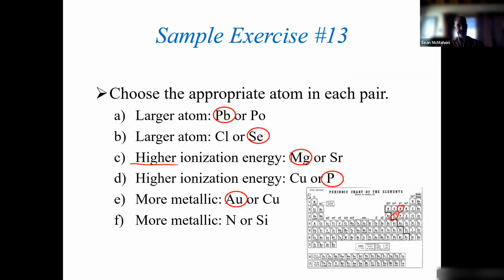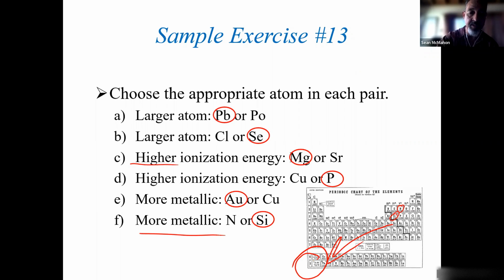Nitrogen's smaller, so it's going to hold on to its electrons better. Silicon's bigger. It's not going to hold on as well. So it's going to lose its electrons easier, the silicon than the nitrogen. So if it loses electrons easier, it's more metallic. Right? And you can see it's going closer to right here. As you go towards that corner, you're more metallic. As you go towards this corner, you're smaller as an atom and higher ionization energy.